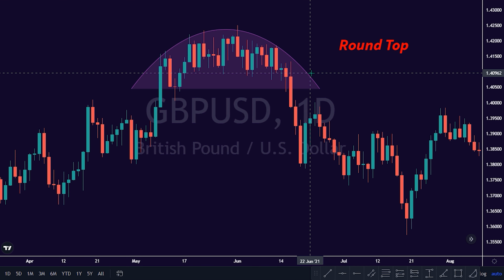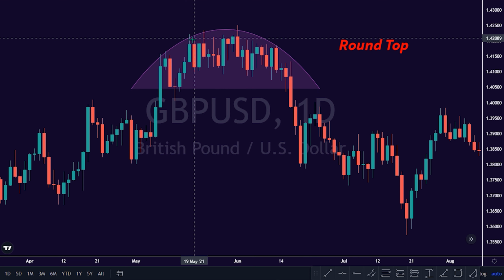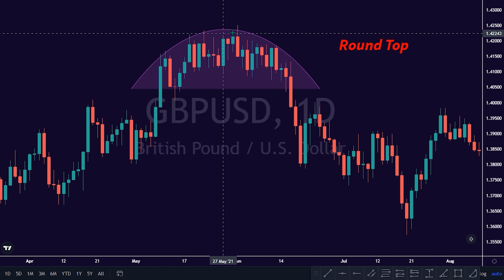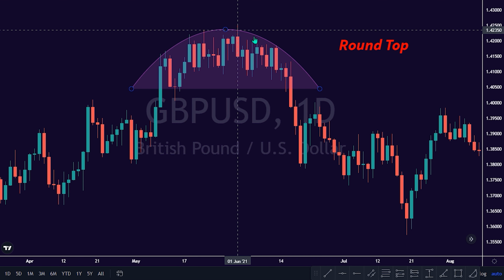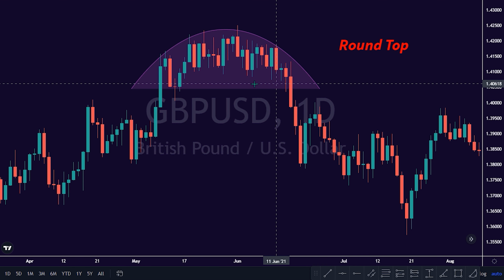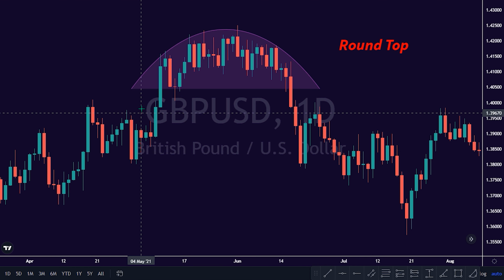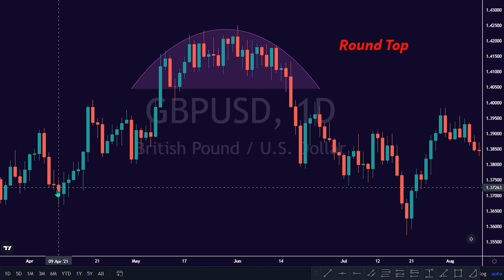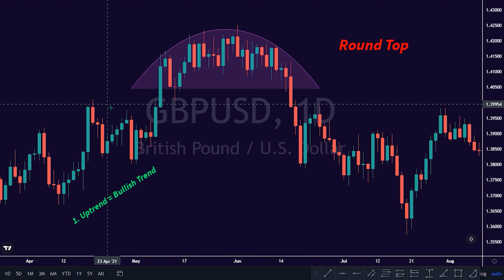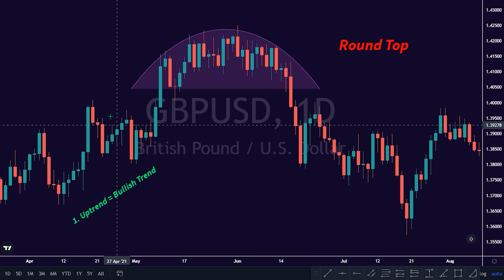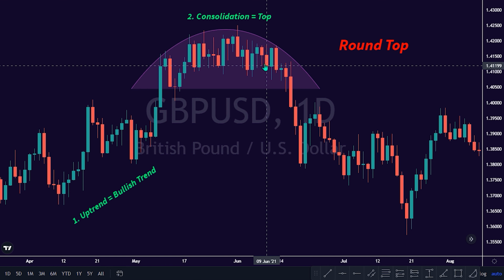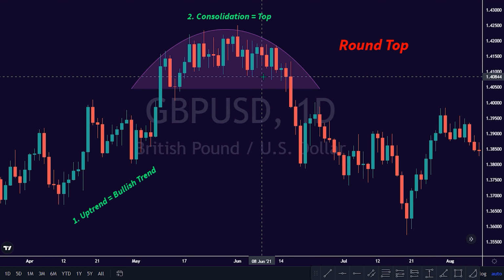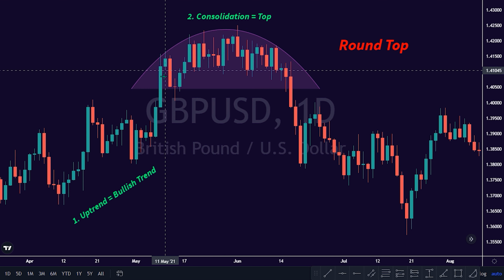There are three parts essential for the identification of the rounded top chart pattern formation. The chart here is a good example for us to study. Number 1. In order for the pattern to occur, the price must first rally upwards. This price movement is the uptrend. Number 2. Price needs to consolidate for an extended period, forming the pattern called the rounded top.